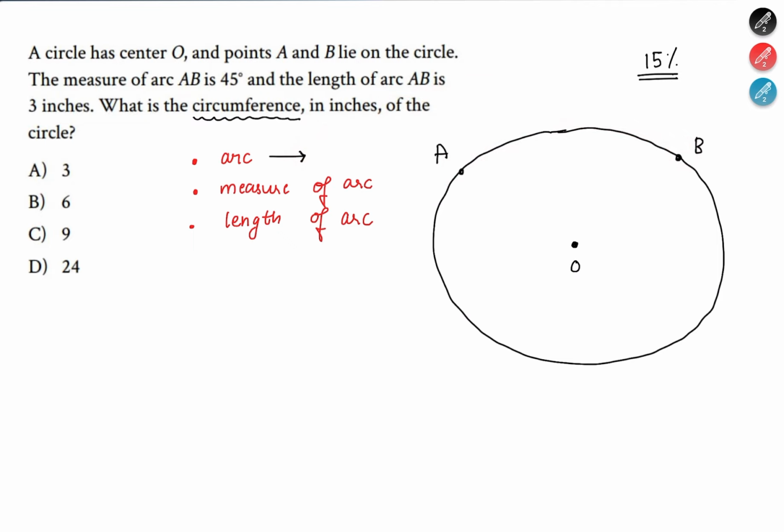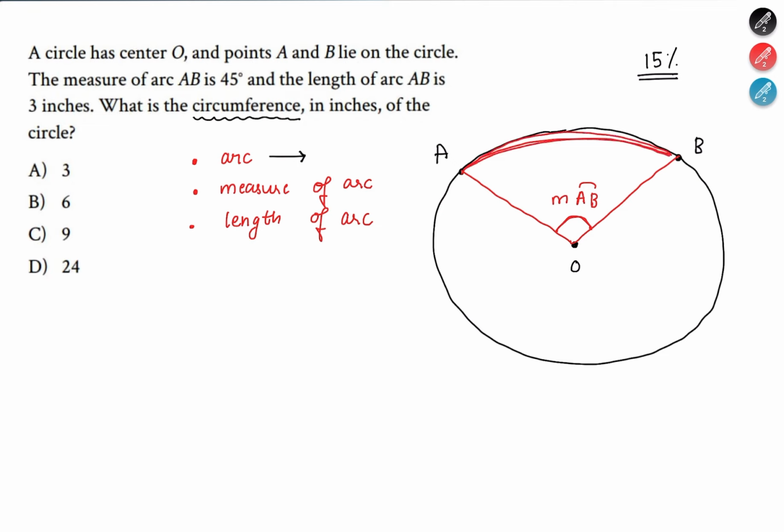Now, we have to understand what the measure of arc is. The measure of arc AB is the angle made by the arc at the center. So, this angle is called the measure of the arc and it is denoted by m of AB. Is that clear? Right. So now the next one that you have to learn is the length of the arc. And length of the arc is pretty straightforward. It's nothing but the length of this particular portion.